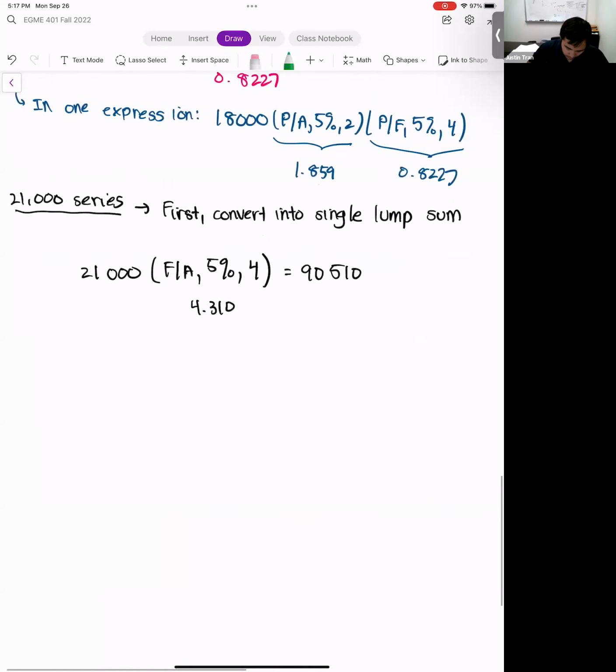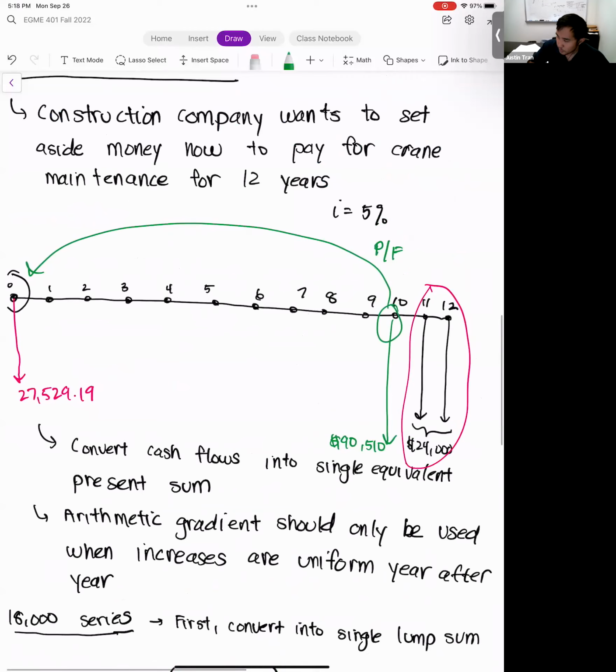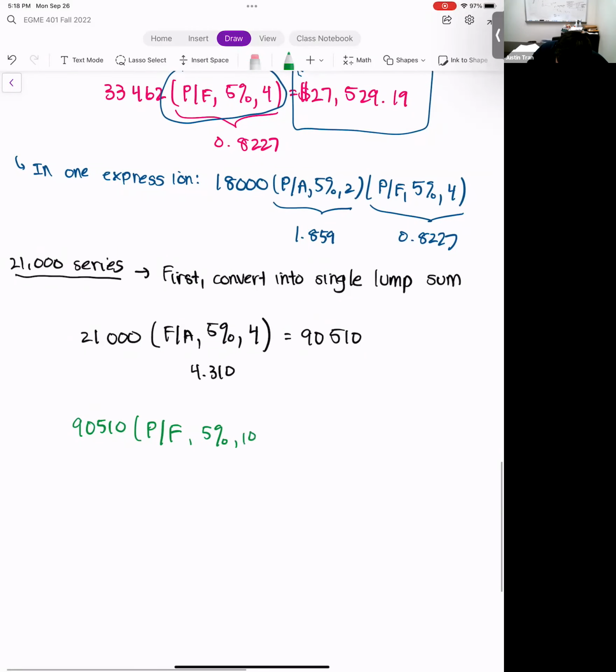Okay, so let's take that 90,510. We're going to convert this back to present day. So P over F, 5%. And the number of years we need to transport it back is 10 years, and so our N here is going to be 10. All right, so let's go ahead and look this up. So we have P over F, 5% and 10.